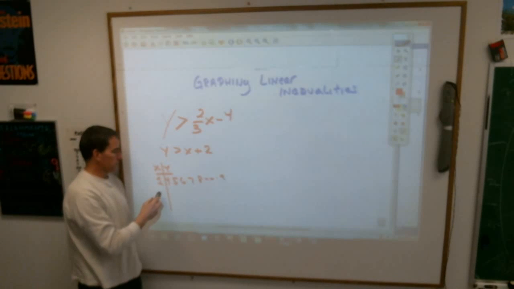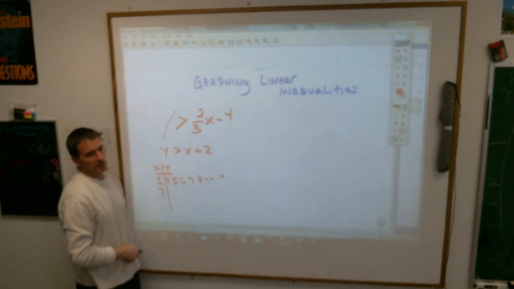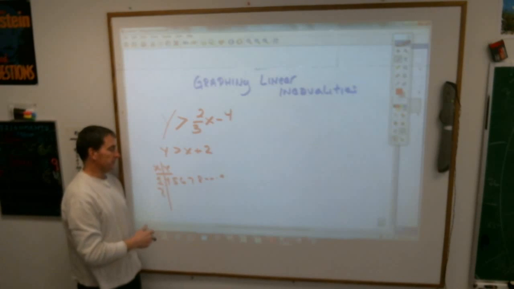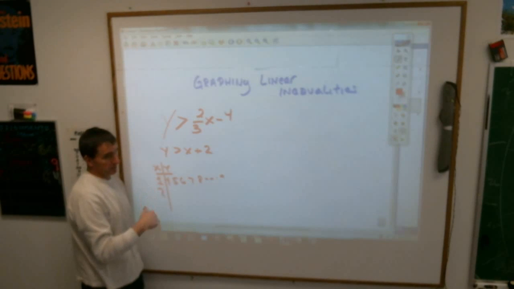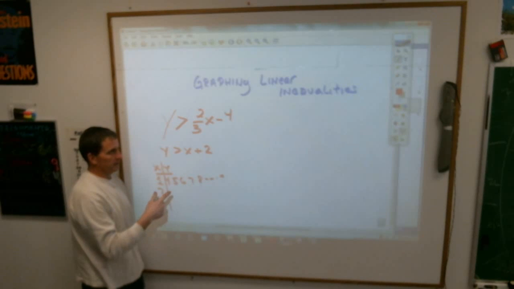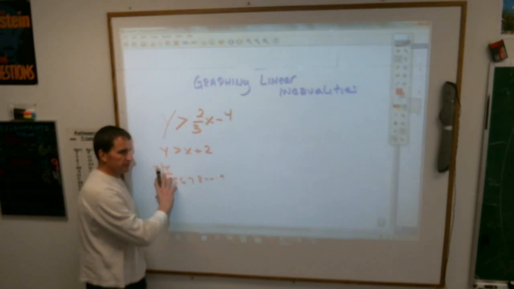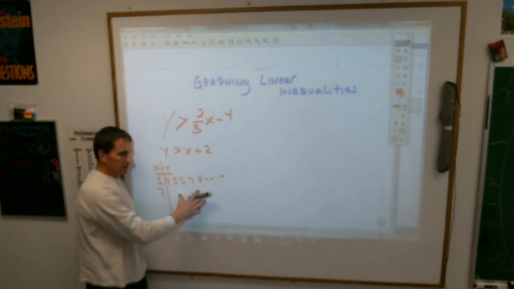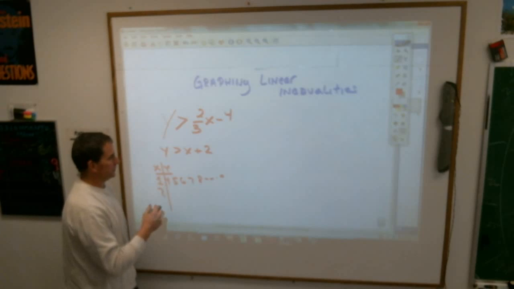Well, if you pick x to be 7, y would have to be something bigger than 9. You get 9.5, and so on. So you've got a whole bunch of numbers that this could be. So when you graph this, this is what it looks like.